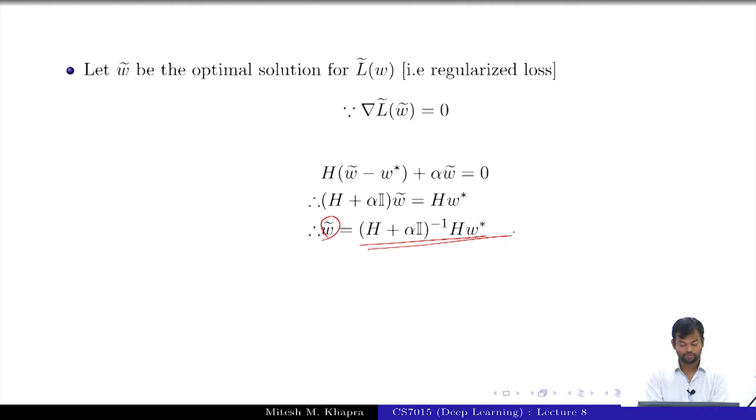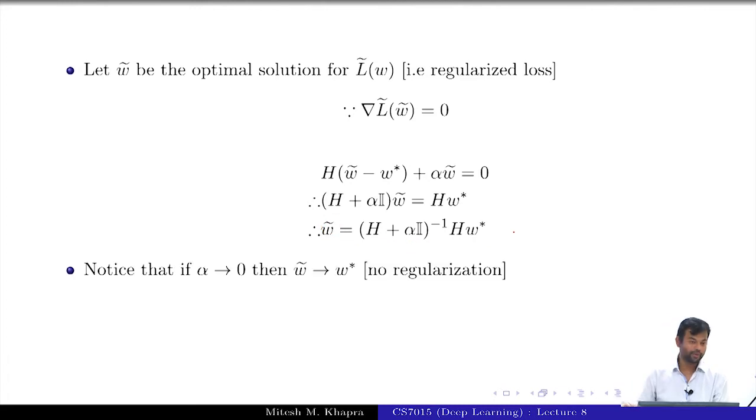So I've given you a closed form solution that W tilde is actually equal to this quantity that you see on the right hand side. Why we are doing this is still not clear, but right now just focus on the what part of it. This is just some mathematical steps that I am doing. Anyone who is not comfortable with this? Now notice what would happen if alpha tends to 0. What would W tilde be?